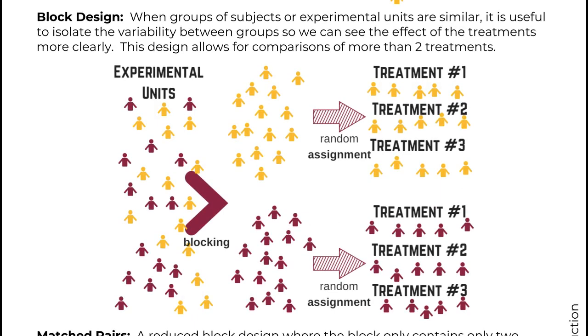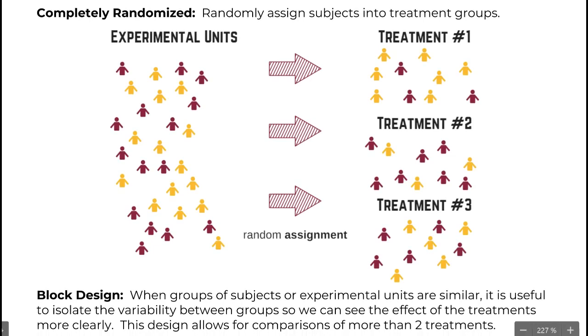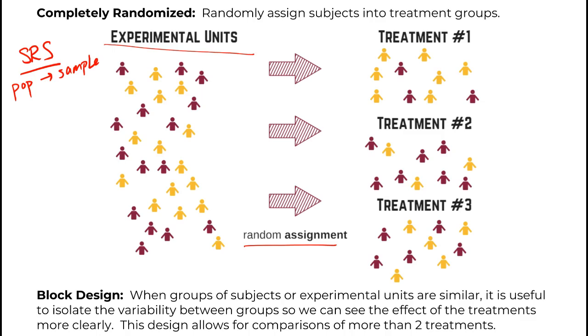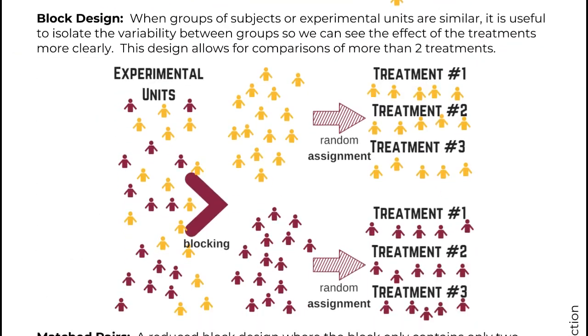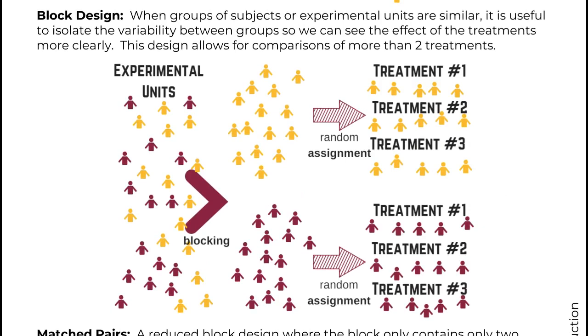So this completely randomized design is very similar to an SRS. Note that they are different. In an SRS, we start with a population, and then we get our sample, right? In an experiment, we already have everyone that we're going to get data on, and we're just deciding which group they're in. So it's about assignment versus selection. So while it has similar mechanics to an SRS, it is not the same thing. Block design is similar to our stratified.